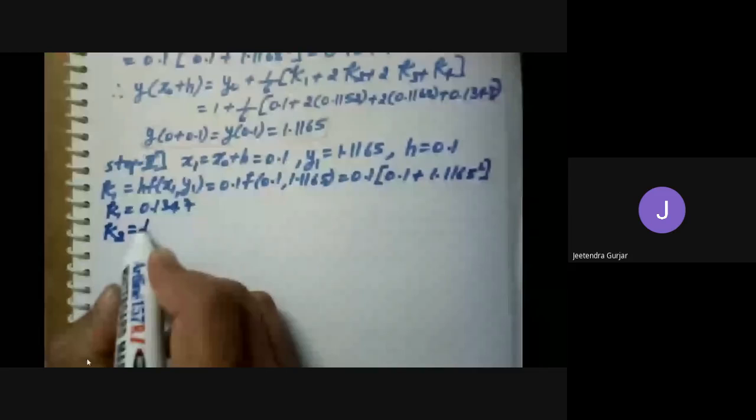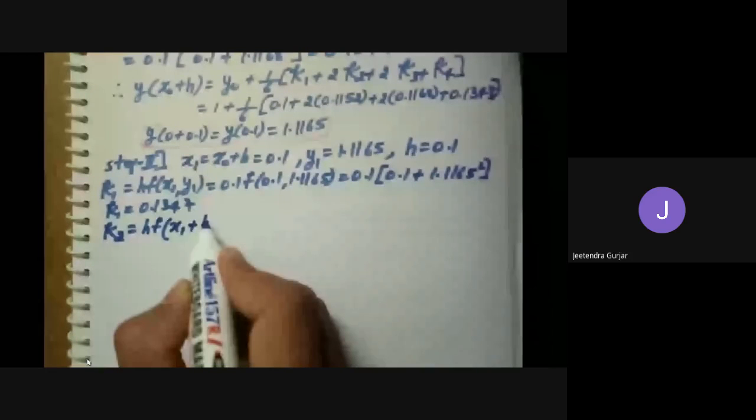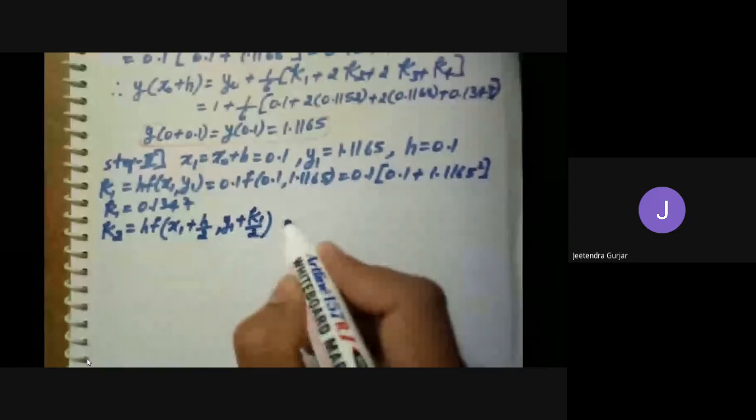Let me go for the next one, very important, that is K2 is equal to h f of x1 plus h upon 2 comma y1 plus k1 upon 2. Now substitute the values, students. It is 0.1 f of, I can calculate this, x1 is 0.1 plus h upon 2, 0.1 upon 2, so it is going to become 0.15, students. Here also y1 plus k1 upon 2. Y1, what we have, 1.